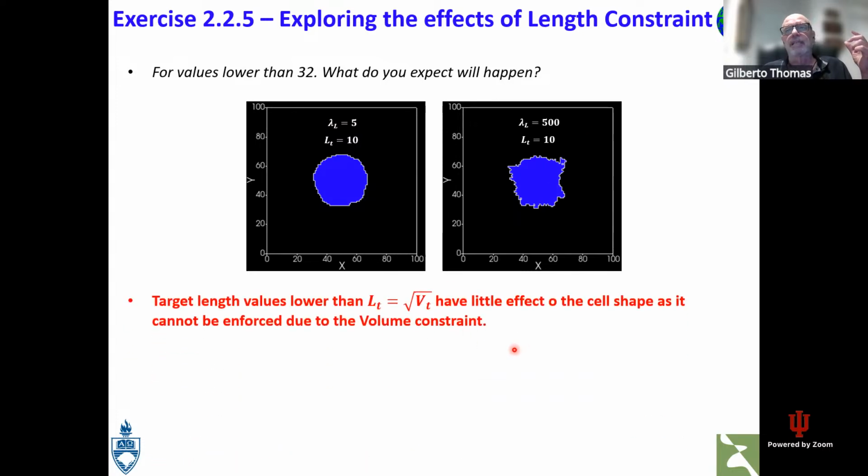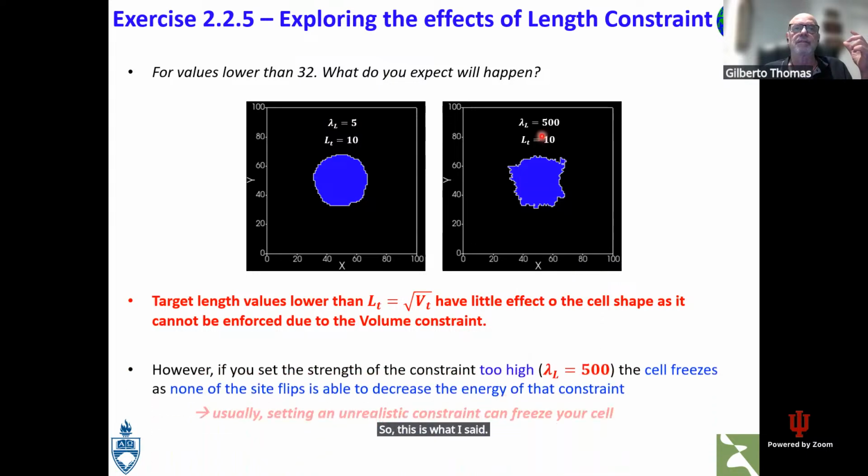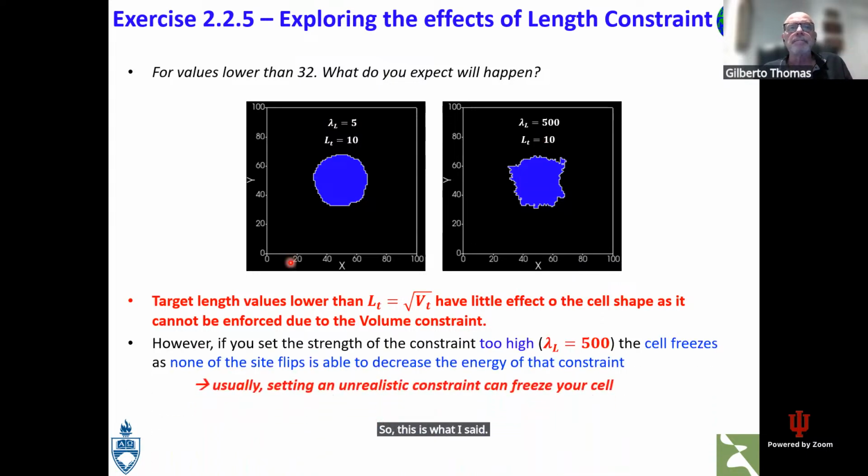So this is what I said. I forgot to point. This is what you mean. So this is a warning. Usually, if you set an unreleased constraint, it can freeze your cell and your simulation doesn't work.